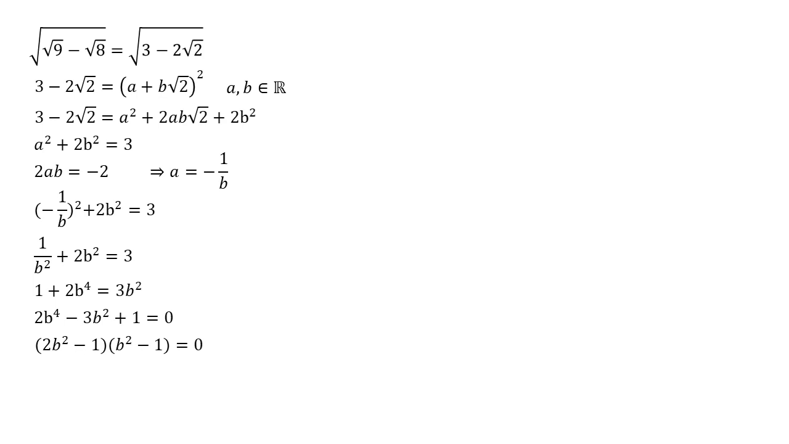Solving this, we would get for the first bracket that 2b squared is equal to 1. b squared would therefore be equal to a half, so b is equal to plus or minus 1 over root 2. But we've said that b must be in the real numbers, so this one doesn't fit our criteria. So let's look at the second bracket. If b squared is equal to 1, then b must be equal to plus or minus 1, which if we stick back into our a equals minus 1 over b equation would give us that a is equal to minus or plus 1.